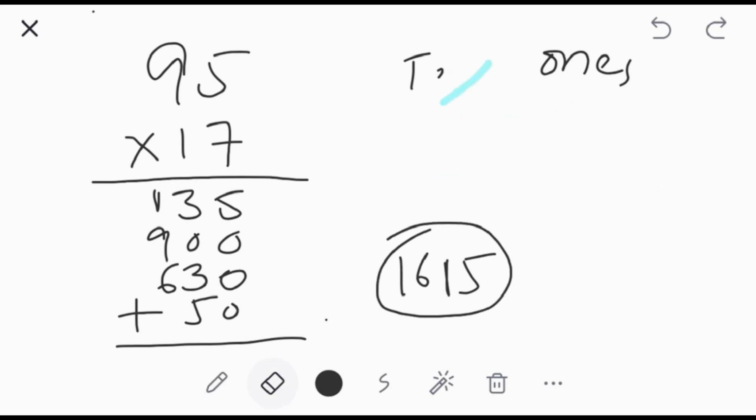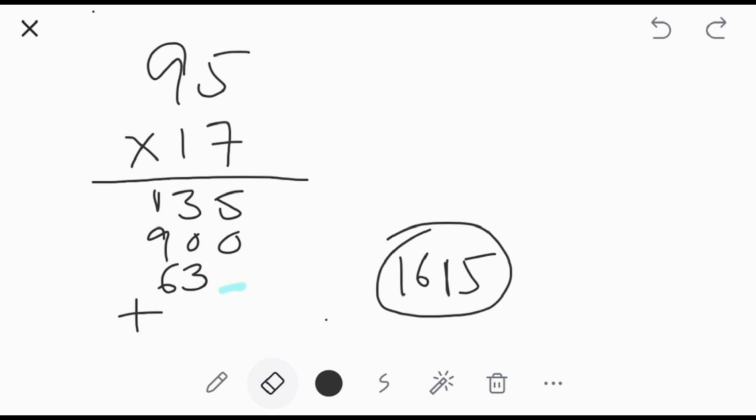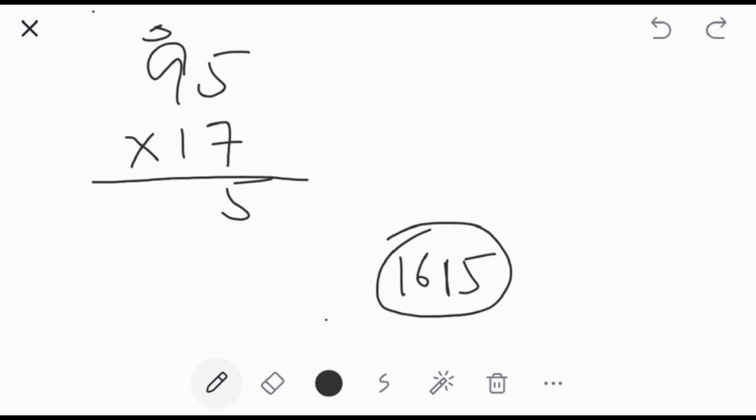Let me solve the same question the other way around. So first of all, I'm going to multiply 7 with the number on top. 7 fives are 35. 5, 3 to be carried. 7 nines are 63 plus 3, 66.